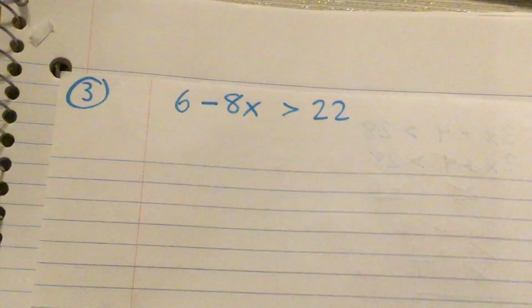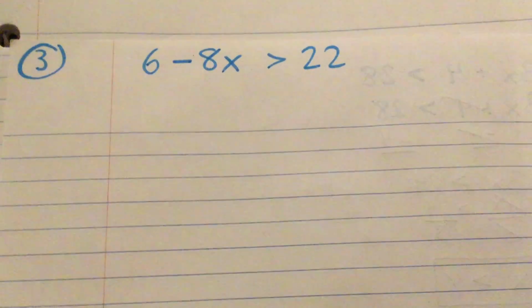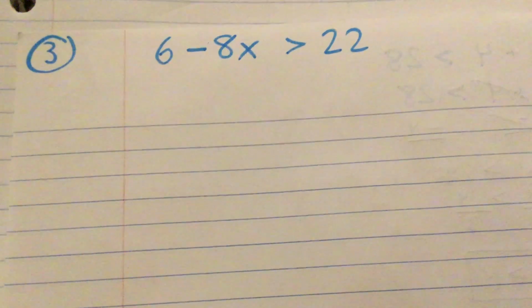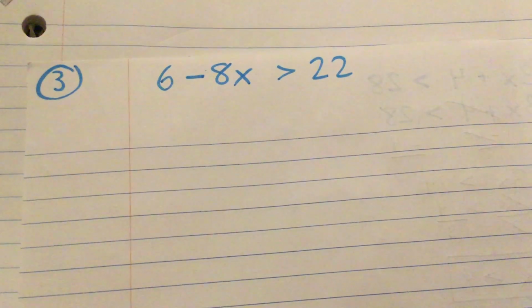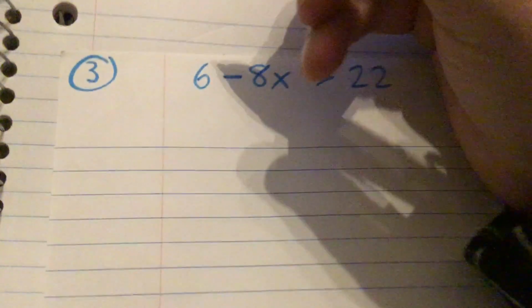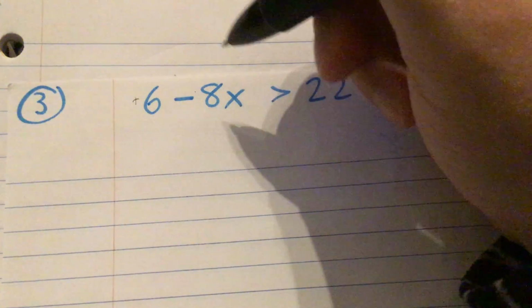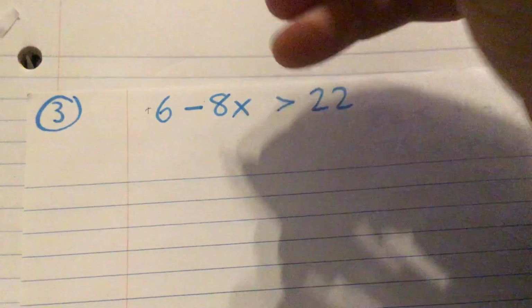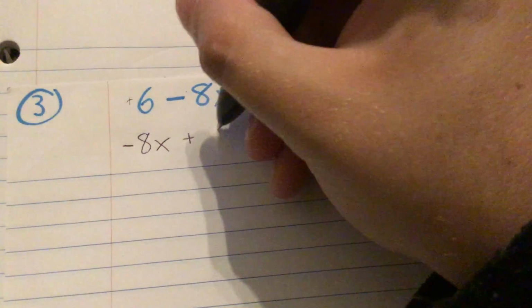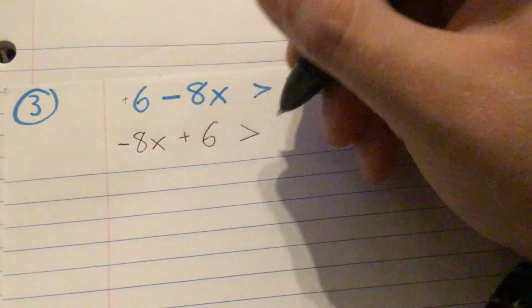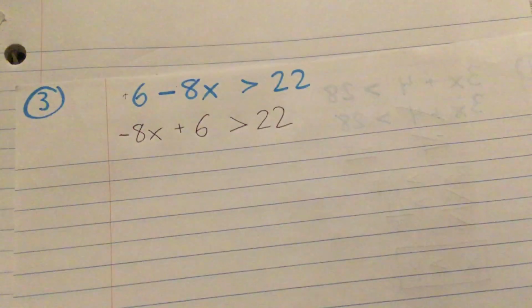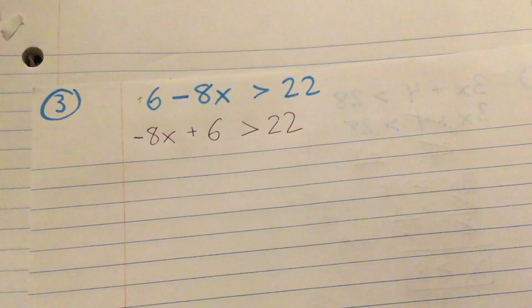Number 3. Ooh, oh man. 6 minus 8x is greater than 22. Yeah. So what I like to do is look at this problem and go, okay, 6. That means there's no sign, so it's automatically a positive. And I can switch these now. Now I've got negative 8x plus 6 is greater than 22. Okay, now I can work with this.